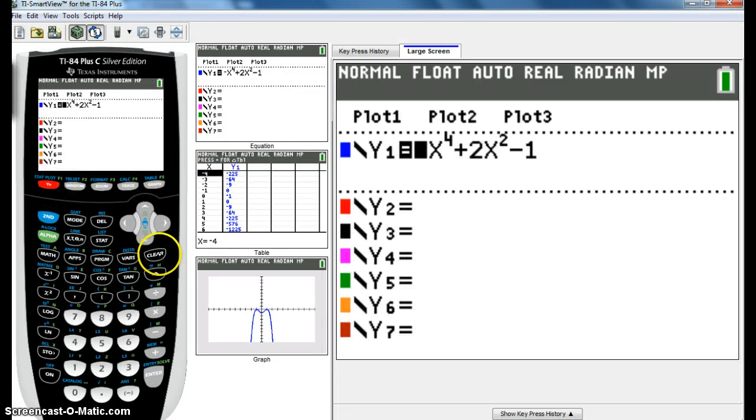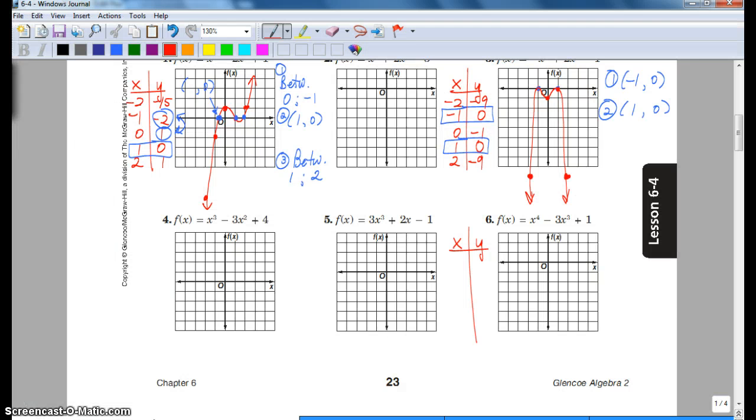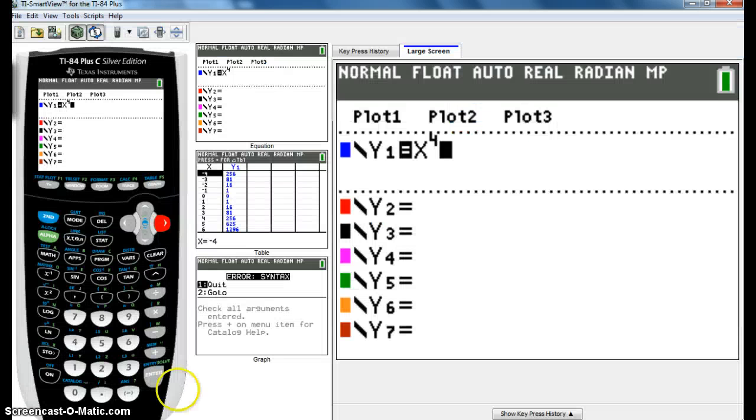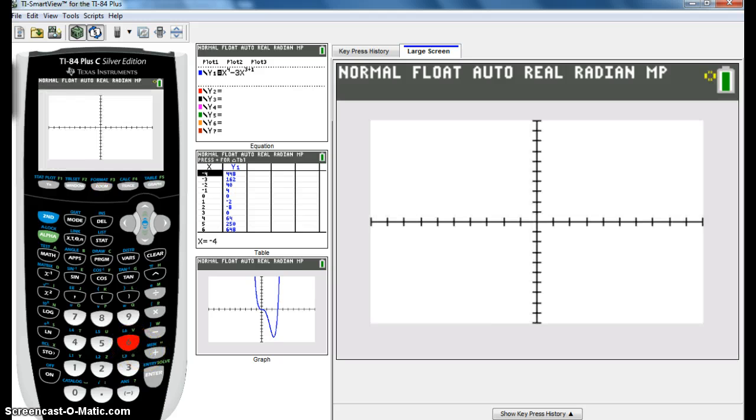So hit y equals, we'll clear that. Minus 3x cubed plus 1. Oops, let me fix that. There we go. Alright, zoom 6. Okay, so this is a quartic.